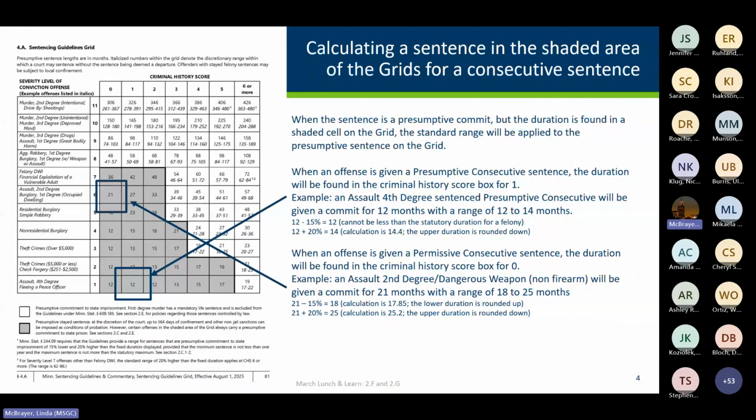Same thing is true for permissive consecutive sentencing, but here we go back to the 0 box. And in both of these situations, the commission is not dismissing the criminal history that this person has. They are using these durations to establish a sentence that will be added on to the current sentence or a previous sentence that hasn't expired. So we're not going back to 0 criminal history or criminal history score of 1. We are only using those boxes to find the duration for each of those.